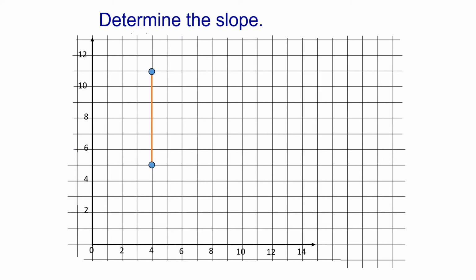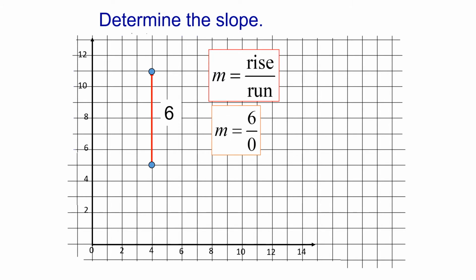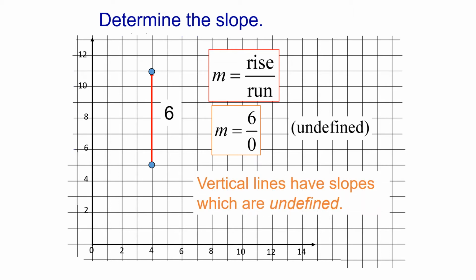How about this one? Imagine you were skiing from this point down to this point right here. Okay, we haven't got a left and a right point, so we can use either one first. So we count out our rise is 6, but what's our run? We don't have any run, it's 0. So for rise over run, we're going to put 6 over 0. Now that is not 0. This is not a slope of 0. This is called undefined. It is so steep, we can't even define it with a number. That's how steep it is. Vertical lines have slopes which are undefined.